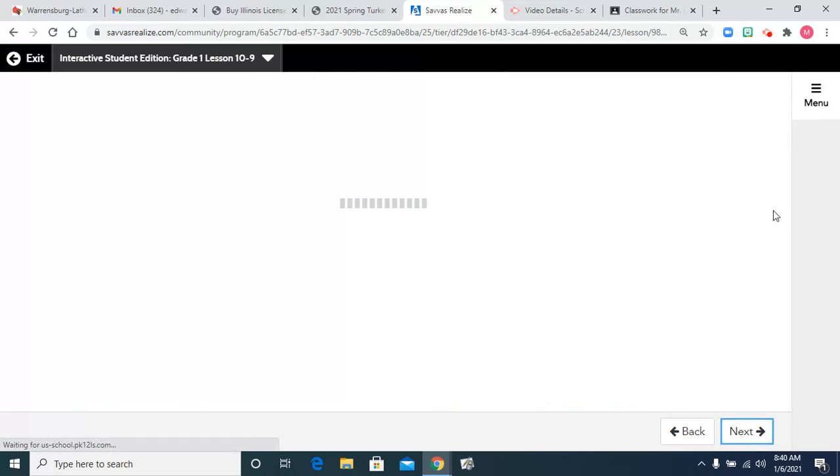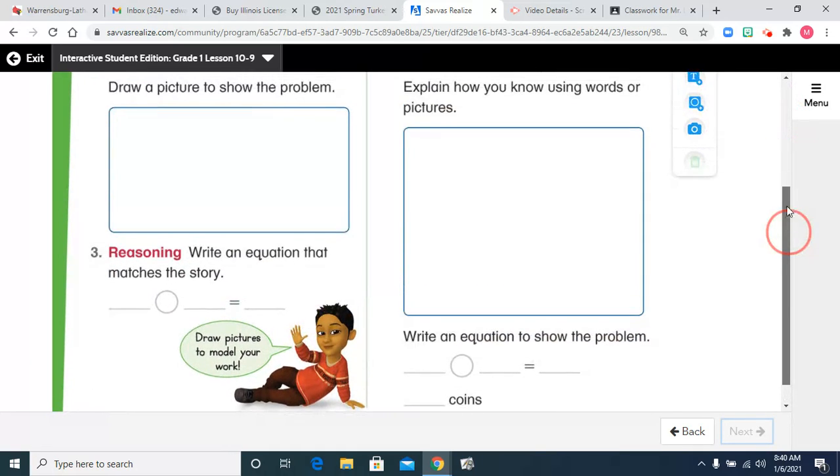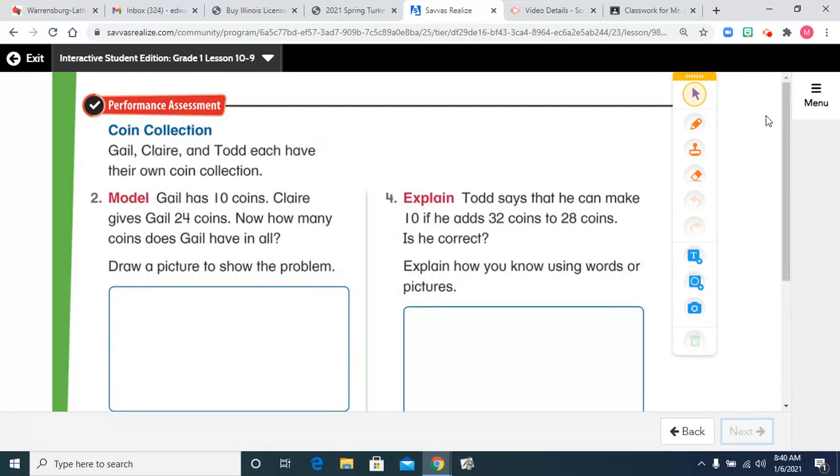You could also do some extra problems on page 595 or 596. Now remember, you don't have to do them all. Just grab a couple, do a few, just to give you some extra practice.